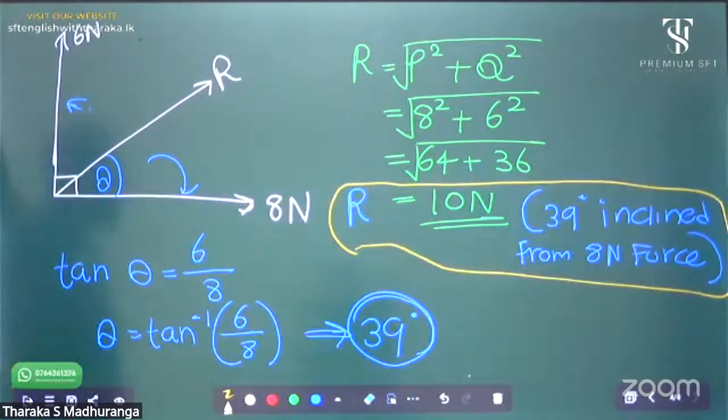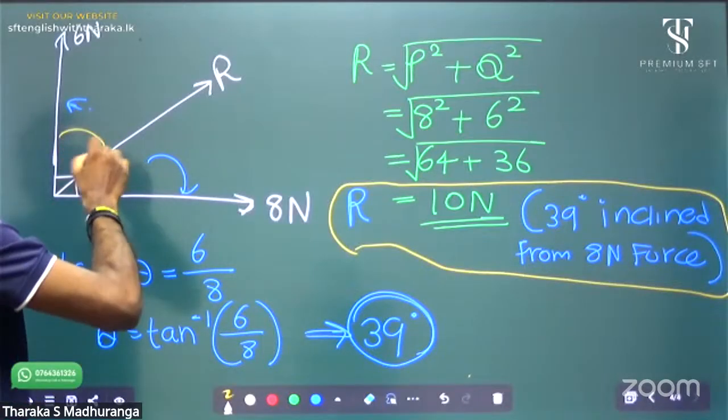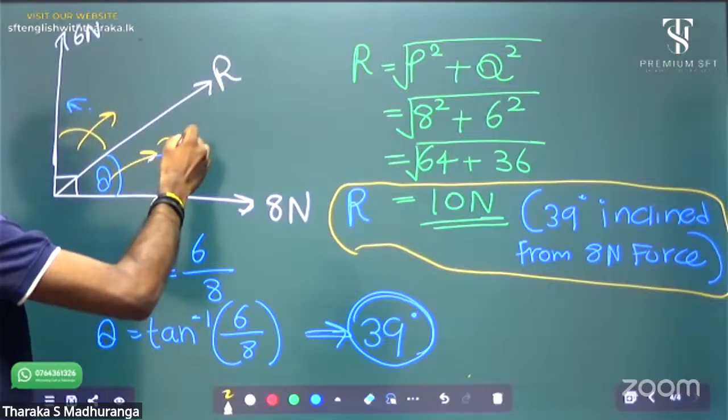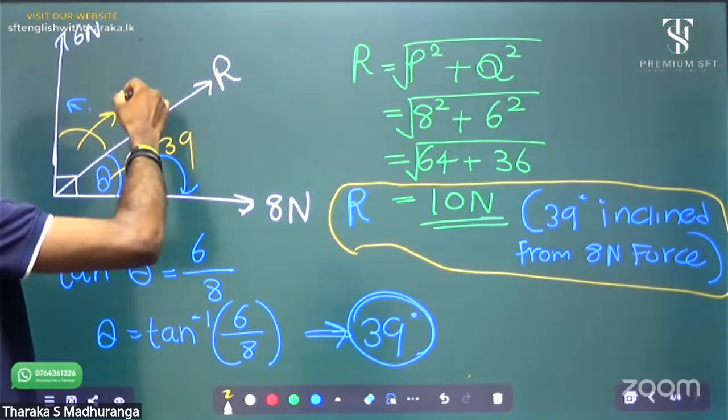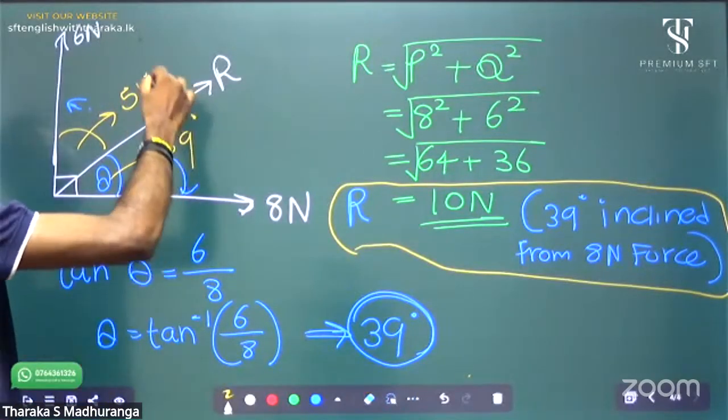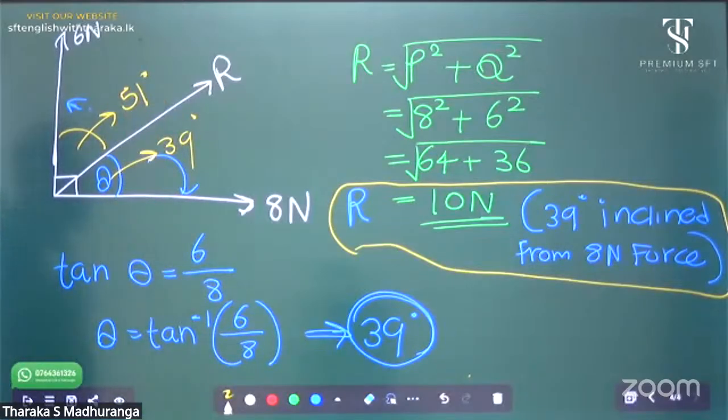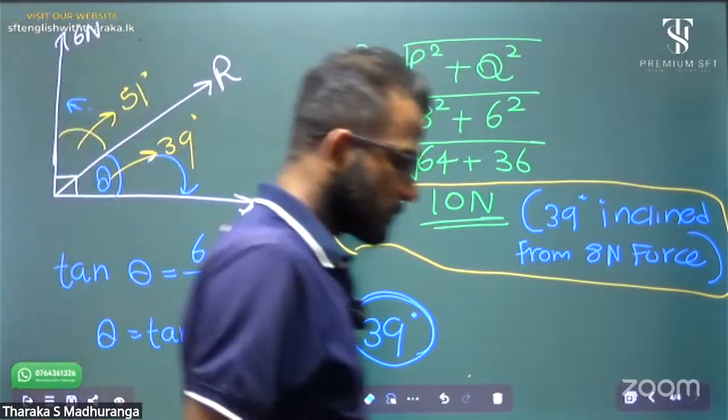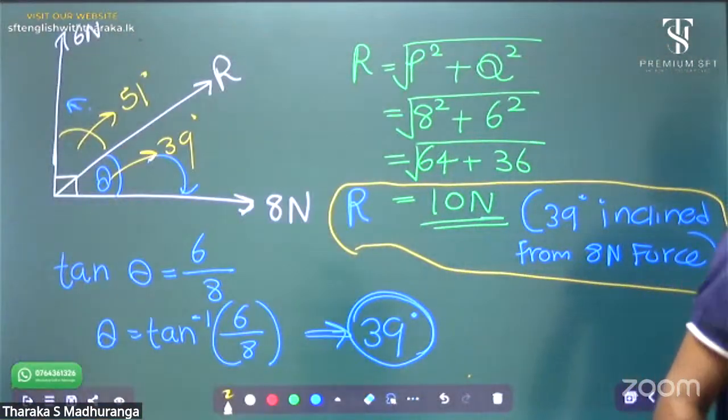Ariel? If it is 39, what is the remaining one? It is 51, right? 51. Okay. Write it down.